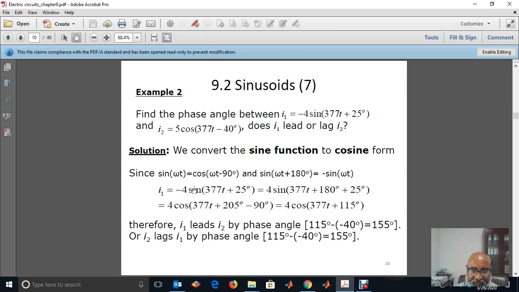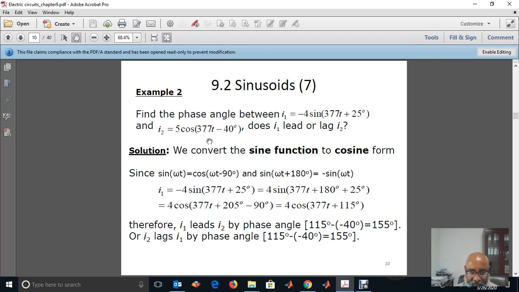So firstly, I change this minus sign. For the minus sign, I add 180 phase shift. So I have 205 degrees. Then when I change it to cosine, I need to subtract 90, and I have this. So this is I1. So I compare it with I2.